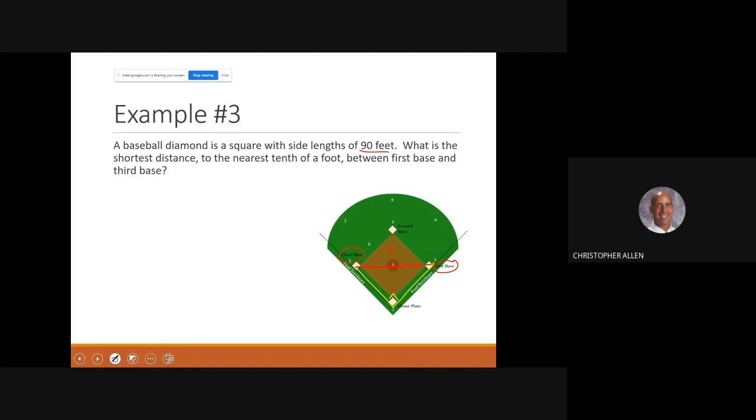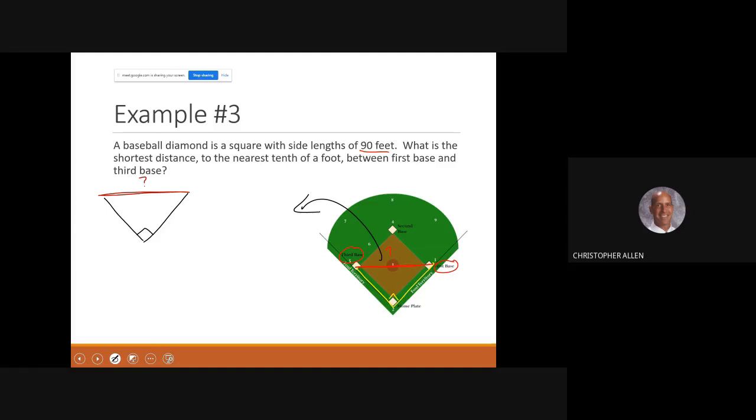All right. So we have a right triangle. In fact, let me go ahead and draw this. I'm going to draw this right triangle out here to help you guys see it. So we've got this right angle right here, and then we've got the length between first base and second base. This is what we're trying to find.